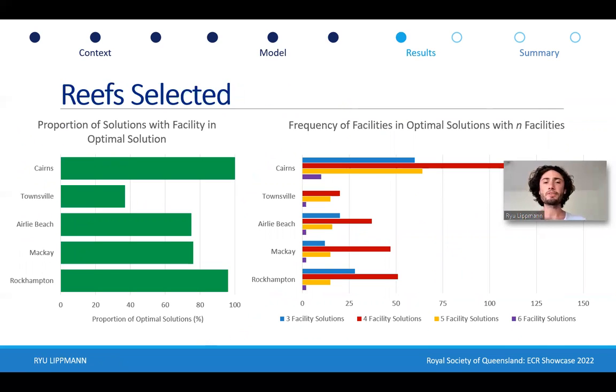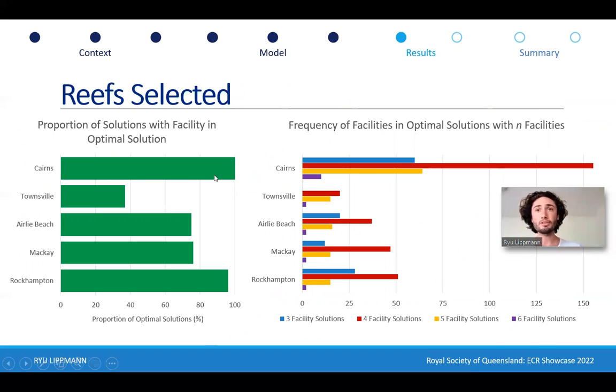So we ran 100 different subsets of 50 reefs across the Great Barrier Reef, and you can see the confidence in Cairns as a solution. It appeared in 100% of optimal solutions as a facility location. And this was also true when we broke down the optimal solutions by number of facilities, where it was also favored. So if Cairns is established, locations close to Cairns are largely redundant. And you can see a trend in optimal facility locations increasing as the distance from Cairns increases.